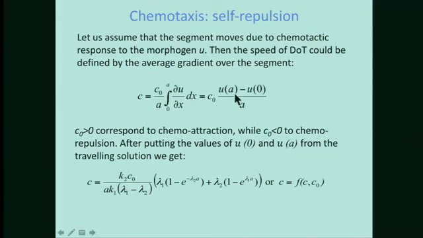Anyway, since we have a profile, we can find expressions for the concentration of U at both sides of this segment, and therefore this equation transforms into this. There is a bit complicated right-hand side, but the left-hand side is just C. So we can represent it as C equals some function. This function will be different for different models, but we will always have C equals some function of C.